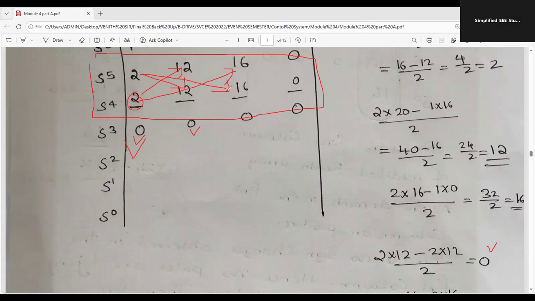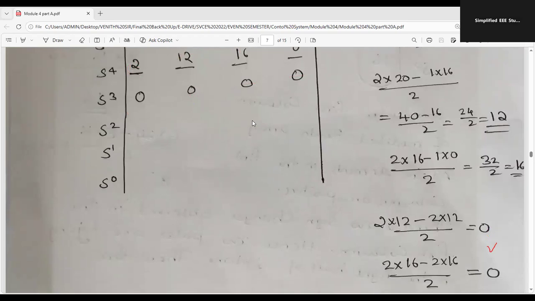Minus 2 into 16, 48 minus 48 divided by 2, that is equal to 0. Again, this element, how to calculate? 2 into 0 minus 0 into 2 divided by 2, that is also 0. Of course, the last element is also 0. So I cannot apply the Routh-Hurwitz rule because one of the elements of the first column is 0. So I'm not in a position to decide whether it is stable or unstable.